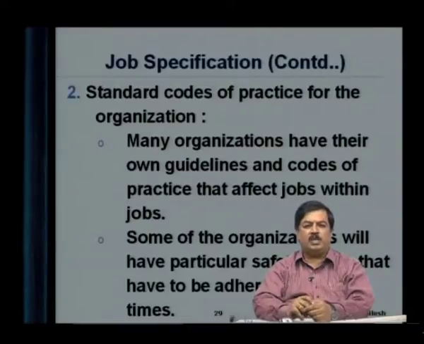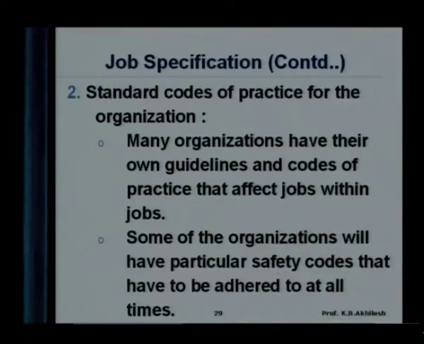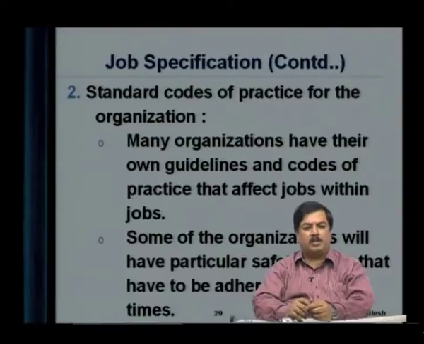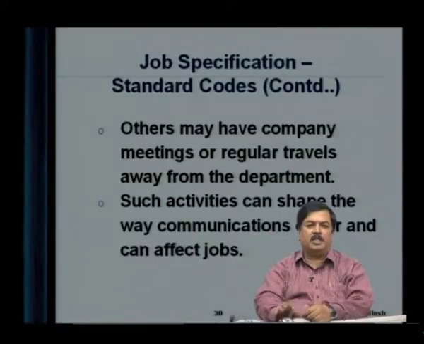The job specification we should also see in relation to the standard codes of practice for the organization. Many organizations have their own guidelines and codes of practice that affect the jobs. Some of the things are, for example, what is desirable, breakdown maintenance versus preventive maintenance. Some organizations will have particular safety codes that have to be adhered to at all times. The kind of safety devices they are supposed to carry could be helmets, shoes, gloves, or the washing of hands, or in a hospital wearing a certain particular uniform. So there are many of these codes that have to be understood and integrated.